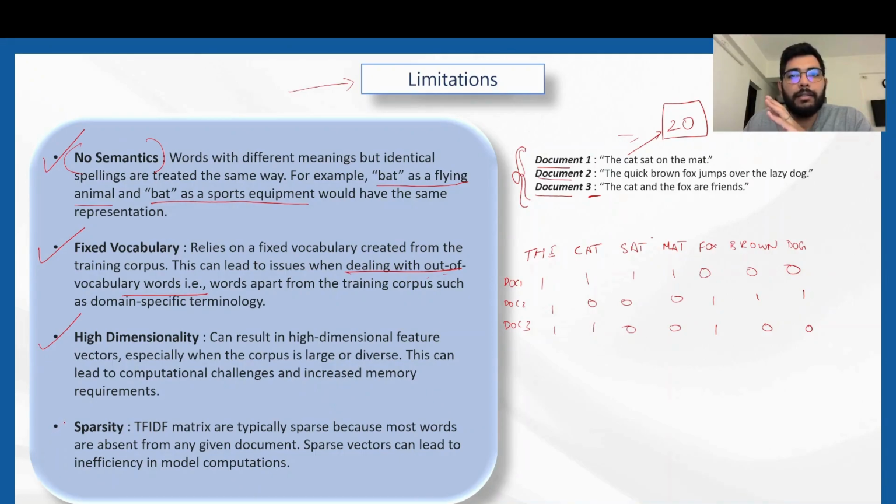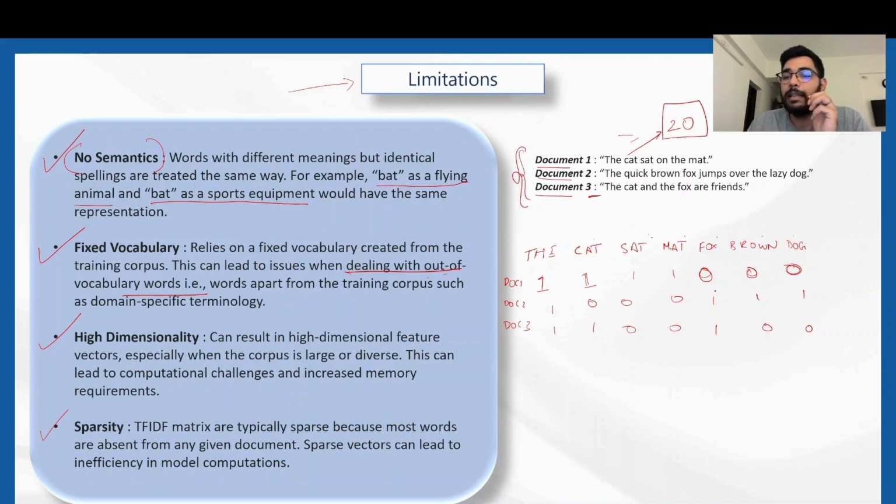Coming to the last limitation of TF-IDF, that is sparsity. Coming to the same example where we have 3 documents, let's say this is how the representation is. We have the words the, cat, sat, mat, fox, brown, dog. In document 1, the is present, so we have marked it as 1. Cat is also present, marked 1. Sat present, mat present. Fox not present, so we have a 0. Brown not present, 0. Dog not present. Coming to document 2, we have the present, 1. Cat, sat and mat are not present: 0, 0, 0. Fox, brown and dog are present: 1, 1, 1. Document 3 follows similarly. This is the matrix that we have got.